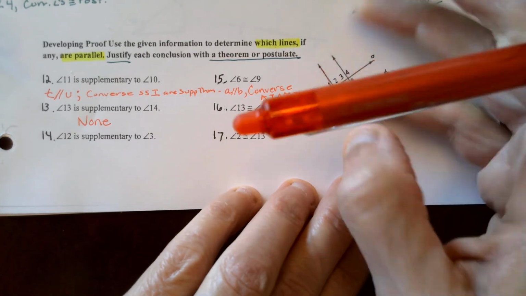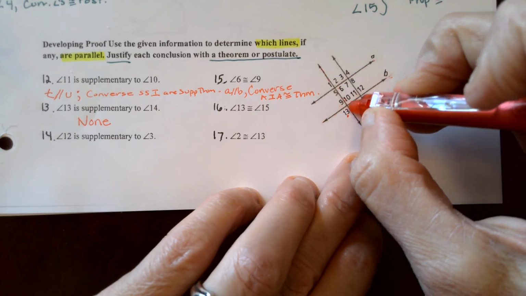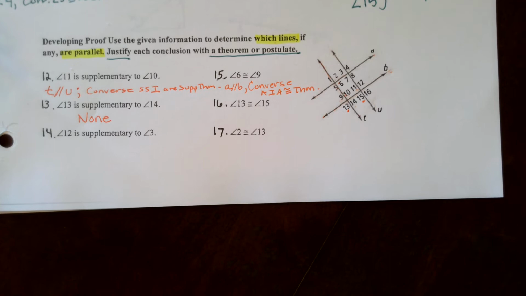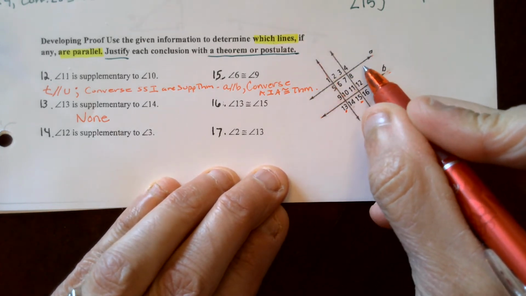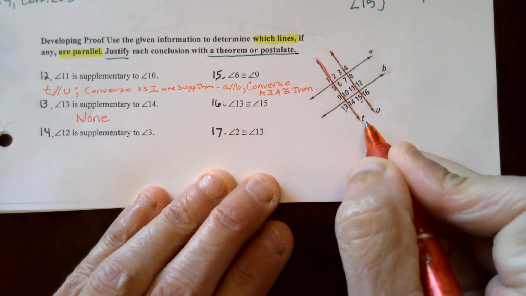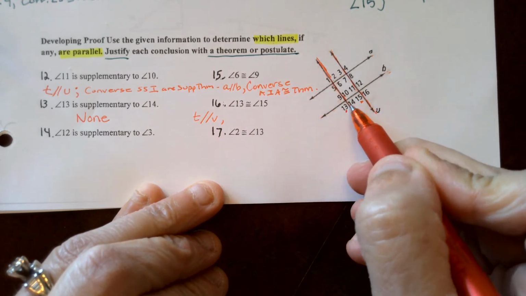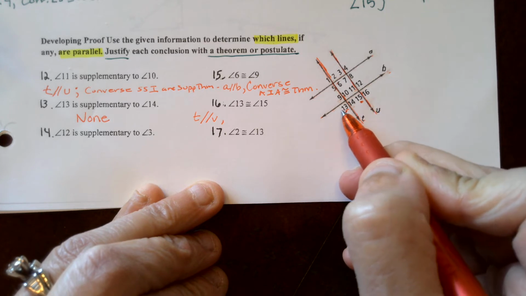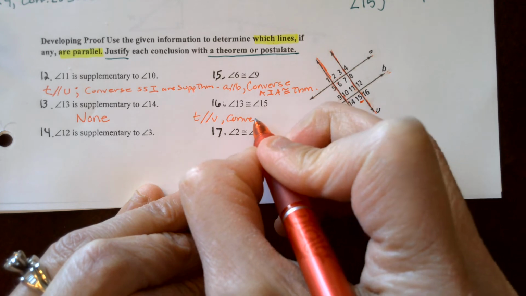How about 13 and 15? That's a different story now, isn't it? What are those? Those look like they're sitting in the same position on two different lines. What two different lines? It's not this one up here. That's not even touching them. It's this and this. So I can say T is parallel to U. And then Y, converse again of what? Corresponding angles congruent theorem.